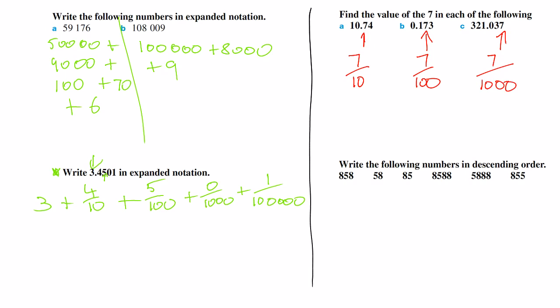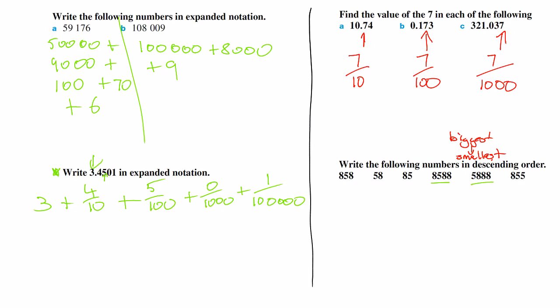Now we're going to write the following numbers in descending order. Descending order means going from biggest to smallest. It's like going down the stairs. So what we've got to look at here is, because there's no decimals, we're looking for the most digits. I've got 4 digits, 4 digits.